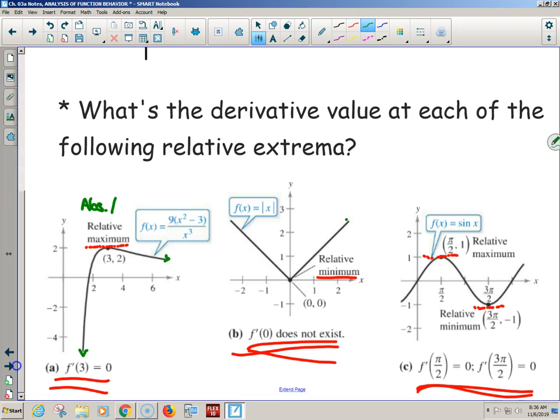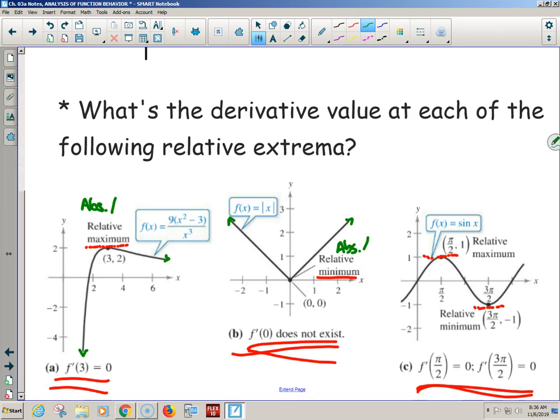How about this guy? If we were going on his entire domain, is this an absolute max as well? No. An absolute min as well? Yes, because it ain't going any lower than that. So we can say absolute, but what does it not have? Absolute max. Yeah, it's not going to have an absolute max.